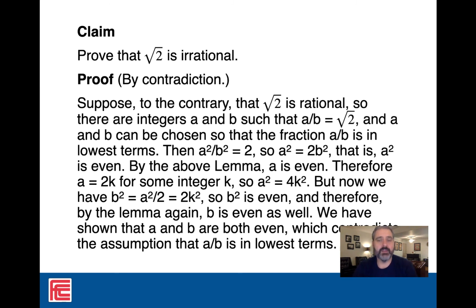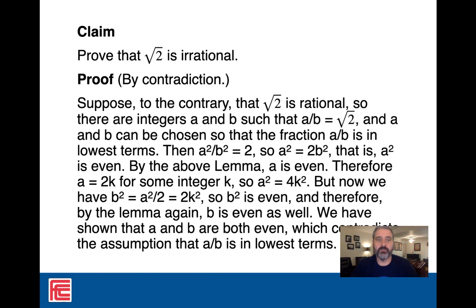So if a squared is equal to 2b squared, well, that's 2 times a number. We know that a squared is going to be even. If a squared is even, using that lemma we just talked about, we know that a is even. Hold that thought. A is even. Therefore, there's some integer k such that a equals 2k, so that a squared equals 4k squared. That's the definition of being even.